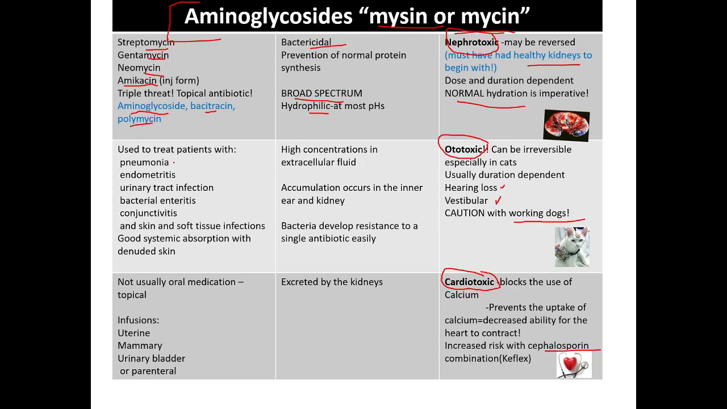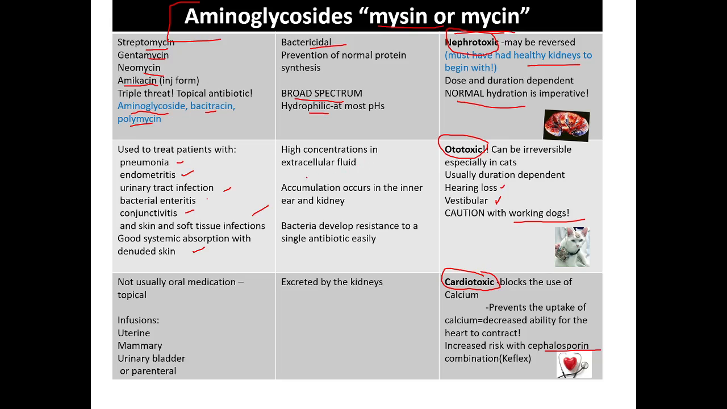We will use it to treat patients that the bacteria is susceptible to these aminoglycosides. We treat patients with pneumonia, endometritis, urinary tract infection, bacterial enteritis, conjunctivitis topically in the eyes, and skin and soft tissue infections. It does have good systemic absorption with denuded skin, so I can put it on skin that is abraded or has good blood flow right to that area, and so it will get directly into the body that way.